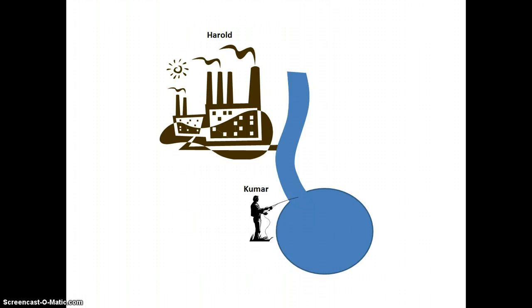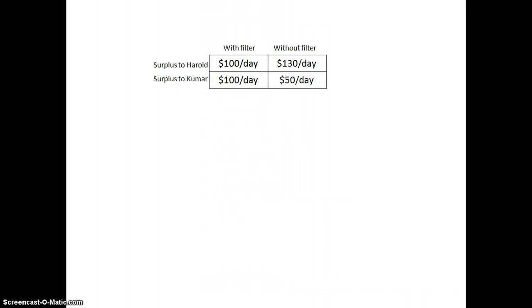So let's say that Harold can install a filter which will eliminate the pollution. However, the filter increases his operating costs, and since he only cares about his own well-being and not Kumar's, of course he would choose to operate without a filter if there were no regulations. Let's make the situation a little more precise.